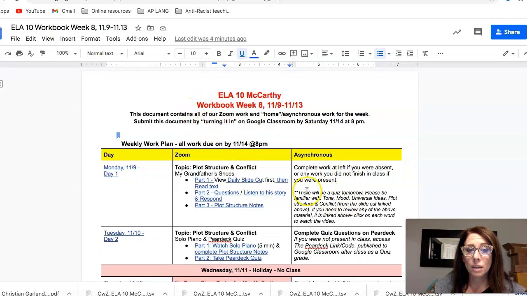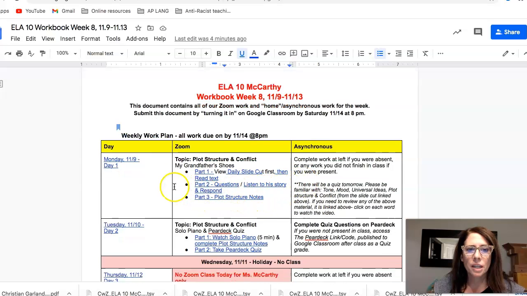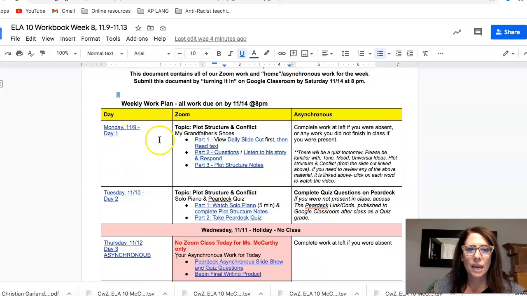Everything is in a Google Doc, and you will find it outlined by the day and by the things that we do each day in our Zoom class. And then, as always, if you are not in Zoom class, the asynchronous work is listed, basically saying that you're responsible for everything we did in the Zoom class.